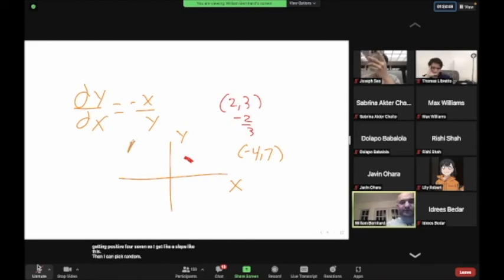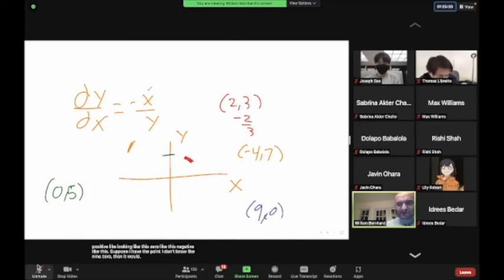Then I could pick another point, like 0, 5. At the point 0, 5, I'd have a slope of 0, so I'd have a horizontal dash. If I let the computer draw dashes for slopes, positive looking like this, 0 like this, negative like this. Suppose I have the point 9, 0, then it would be 9 over 0, which would be undefined. So the computer draws all of these dashes for slope: positive, 0, negative, more positive, a little bit steeper, more negative, steeper.